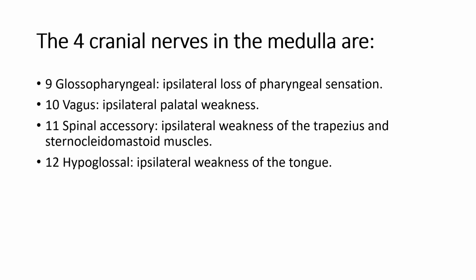11, spinal accessory nerve, we're going to see same side weakness of the upper trap and SCM. 12, we're going to see hypoglossal, so this is going to be same side weakness of the tongue. So the tongue is going to deviate towards the lesion for the tongue.